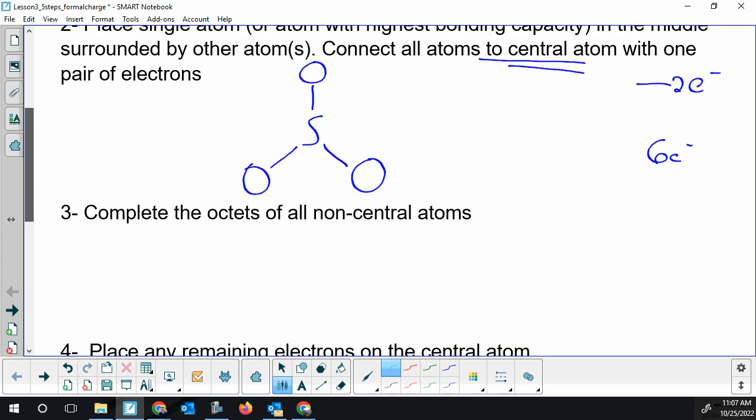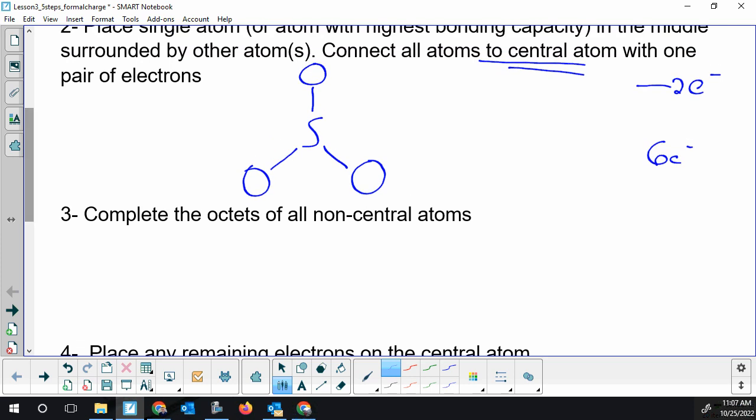Okay? Complete the octets for all non-central atoms. So we're going to start on the outside and work our way in. Octets on the outside, we'll get octets in the middle, and then we'll be done. So I'm going to use my drawing above. Complete the octets in all non-central atoms, so that's my O. My bottom left O has 2 electrons around it already. 3, 4, 5, 6, 7, 8. There's an octet by putting in 6 more electrons, 3 lone pairs.